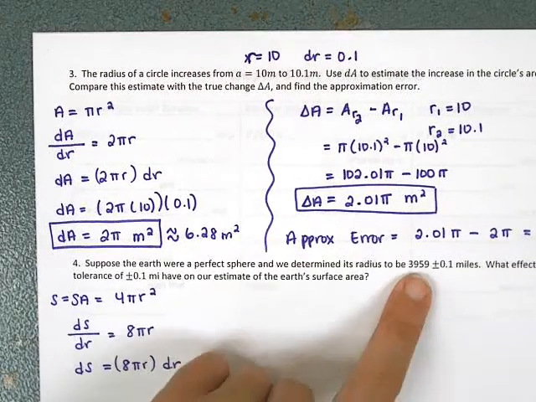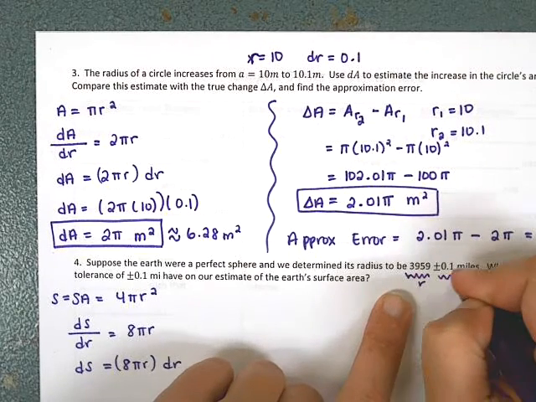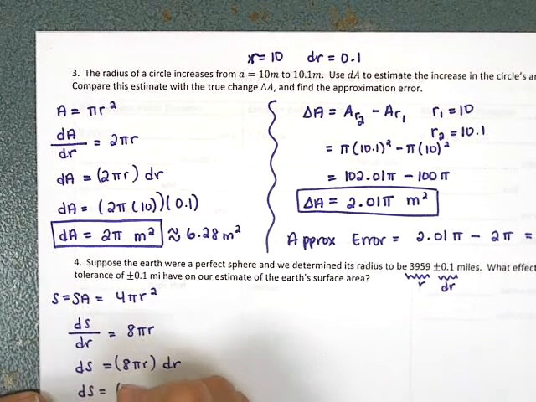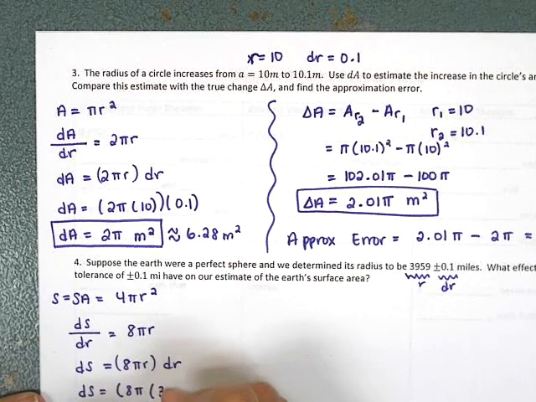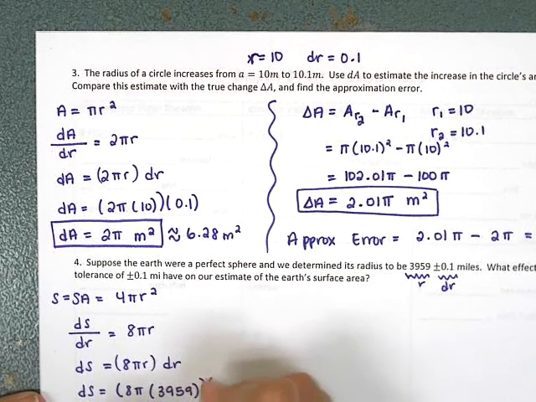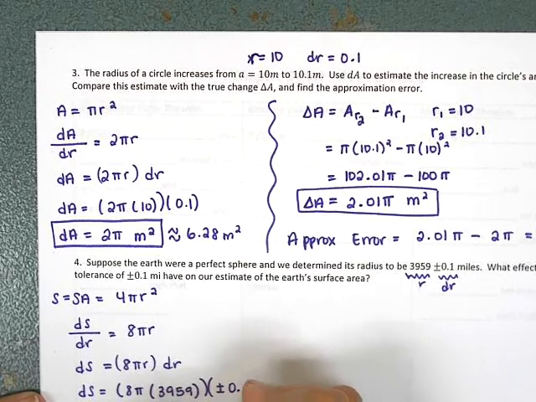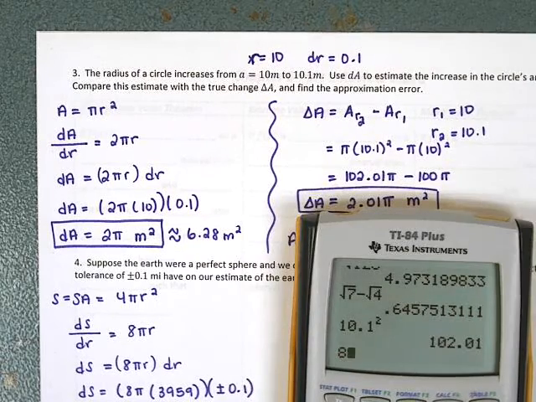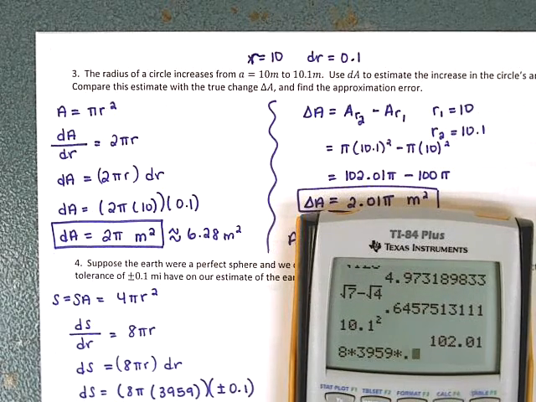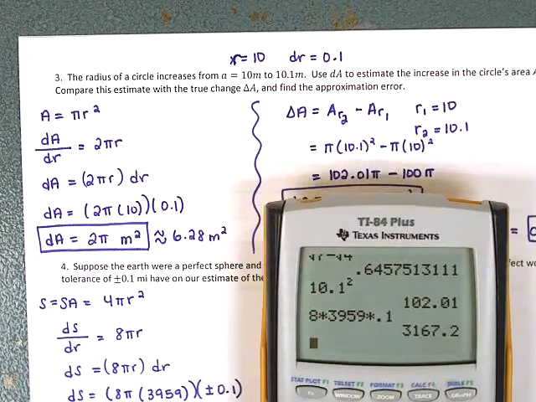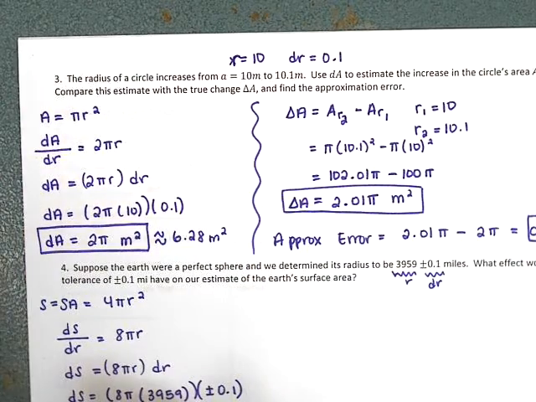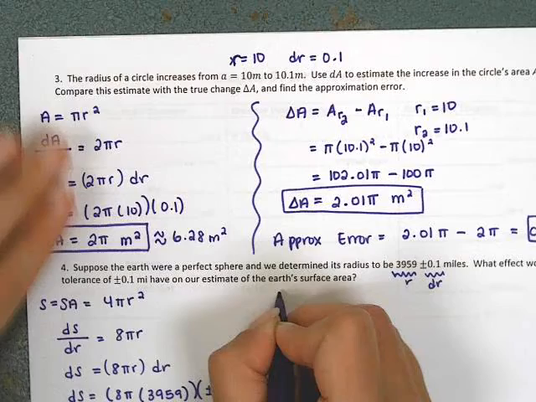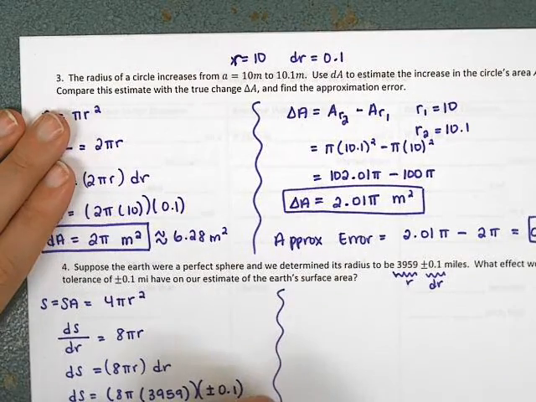Now it's telling me my radius, and it's telling me my estimation error. So dS would be 8 pi times 3959 times plus or minus 0.1, which, I'm going to use my calculator for this, 8 times 3959 times 0.1, 3167.2. And we're doing surface area, so miles squared. So, pi. Ooh, I almost forgot the pi.